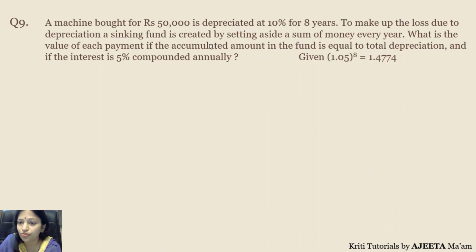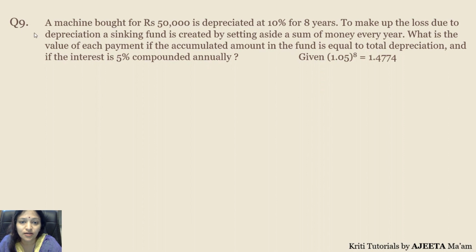Now, a machine bought for rupees 50,000 is depreciated at 10% for 8 years. To make up the loss due to depreciation, a sinking fund is created by setting aside a sum of money every year. What is the value of each payment if the accumulated amount in the fund is equal to the total depreciation and if the interest is 5% compounded annually. Now, this is a bit different question.